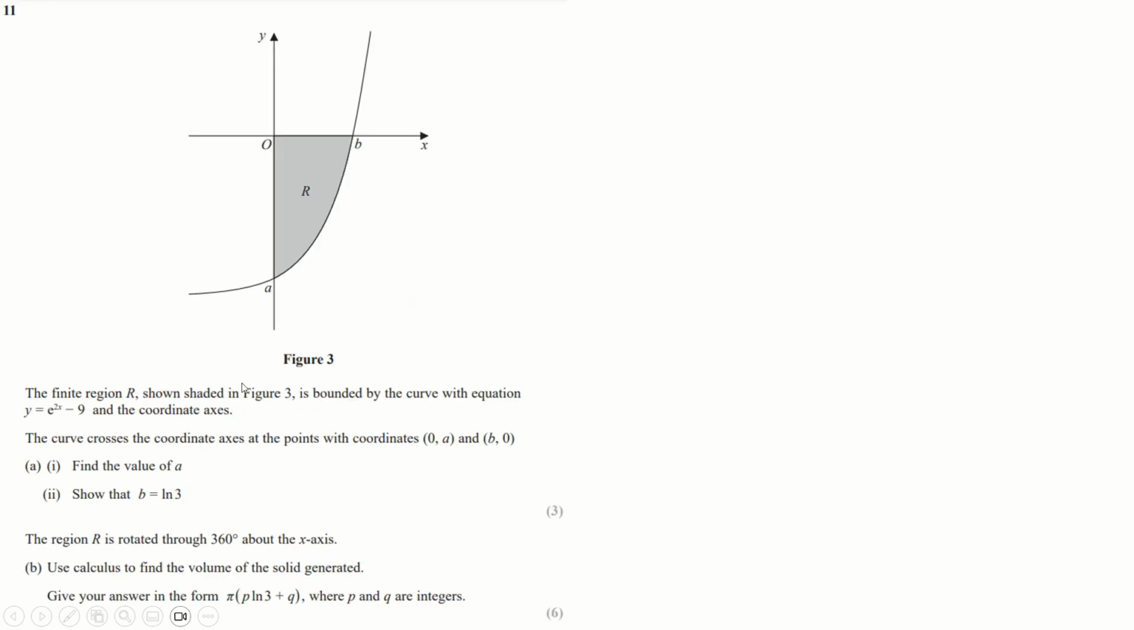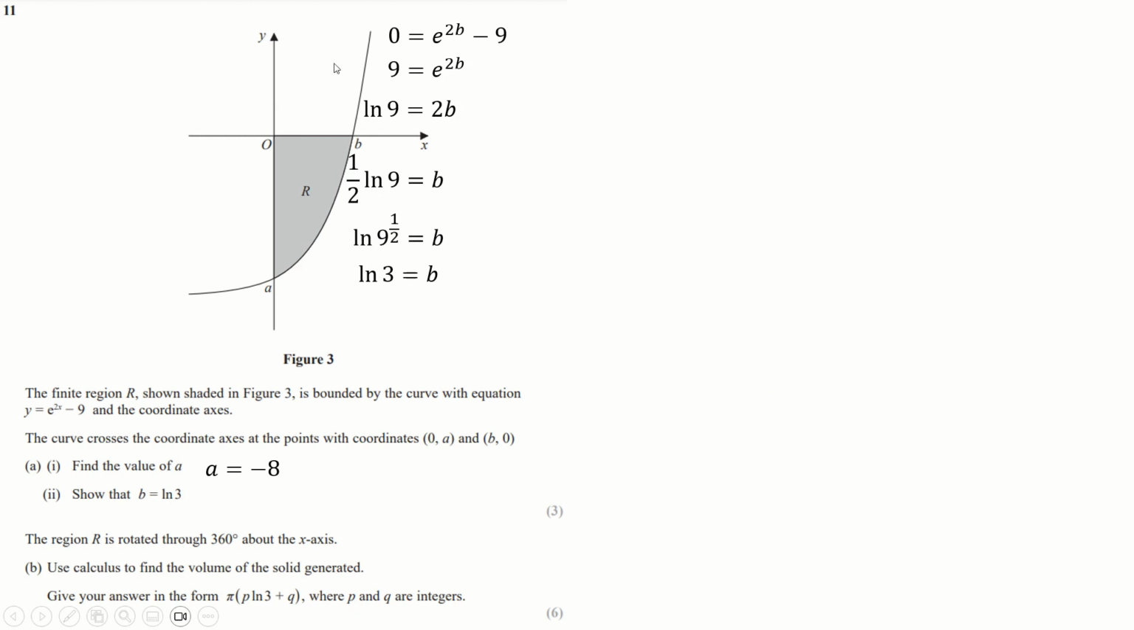Question 11 then, so find the value of a. Well, a is on the y-axis, so x is 0. Put in x is 0, you just get 1 minus 9, so that's minus 8, obviously. Here, you're on the x-axis, so y is 0. So you put y is 0 into here, you add 9, you take log of both sides. You divide by 2, by power law, this half can go up here, and then 9 to the half is 3, and you end up with what they wanted there.